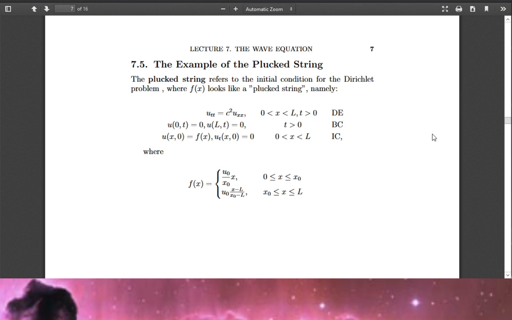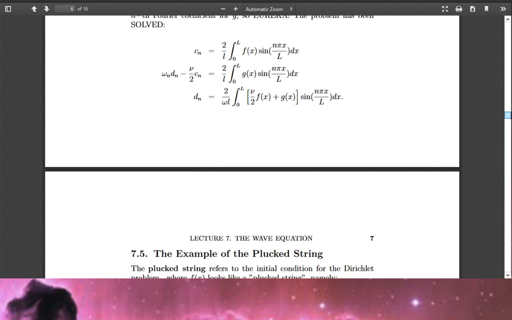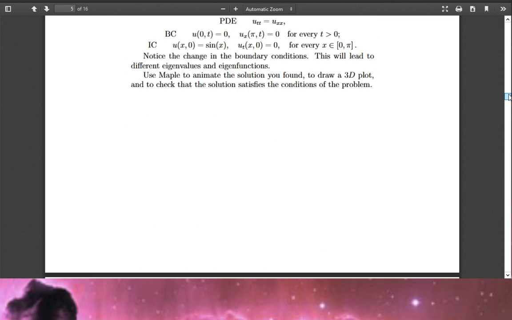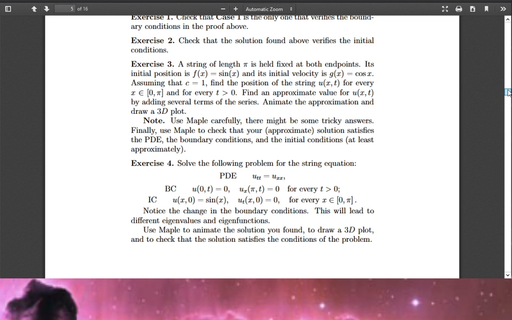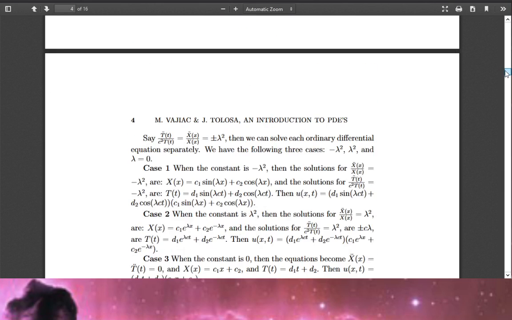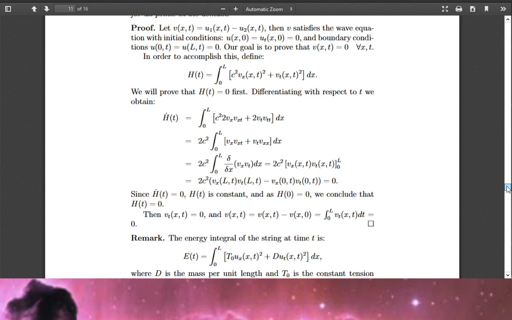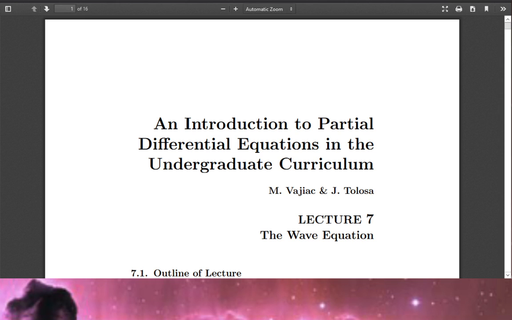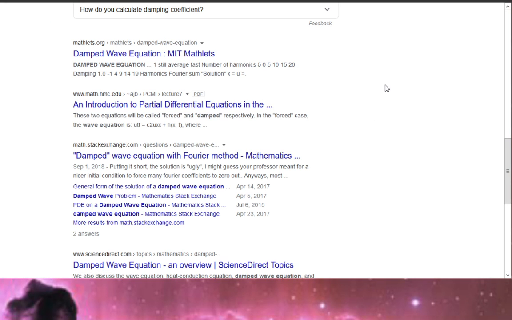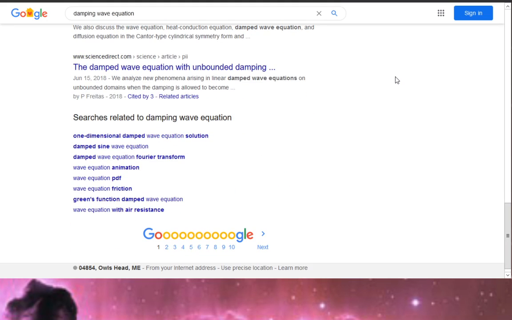The Dirichlet problem. Each string of length pi is held fixed at both ends. Its initial positions are thus, and its initial velocity, g of x, is the... Well, that's a little bit strange. That's the wave equation. Crap. I'm getting into detail, which I don't want to get into because it's confusing.